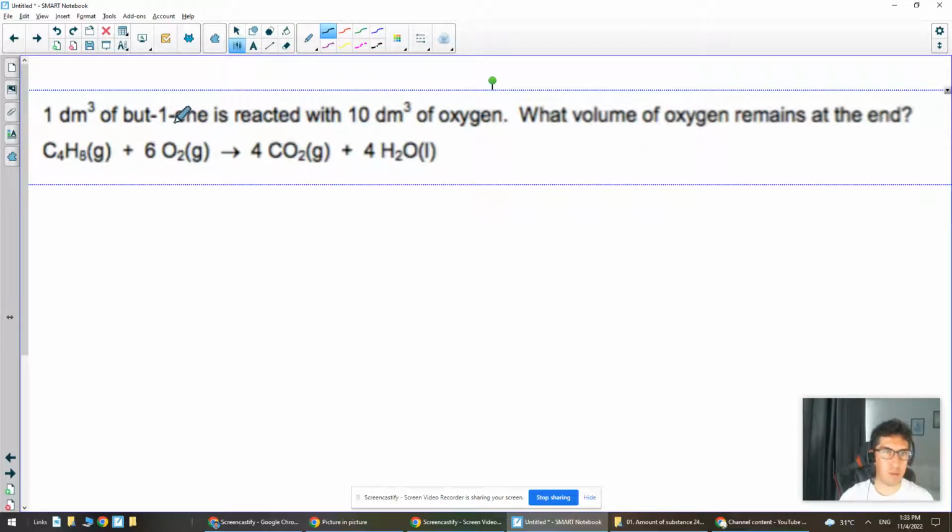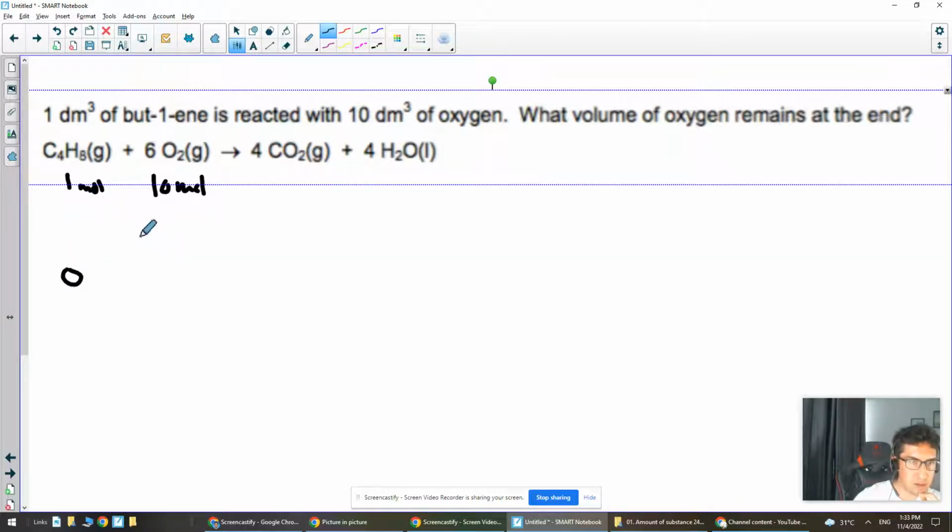It says, when 1 gram of butene is reacted with 10 grams of oxygen, what volume of oxygen remains at the end? So we can just use the volumes, because they're directly proportional to moles, we can use them as moles. So it's saying 1 mole of that, 1 dm cubed, and 10 moles of this. So you can see it's a 1:6 ratio. So what's going to happen is this is the limiting factor.